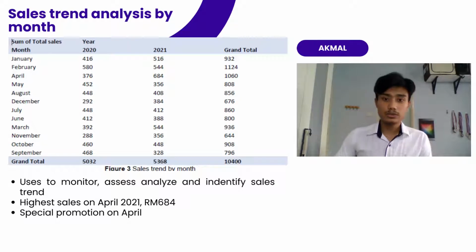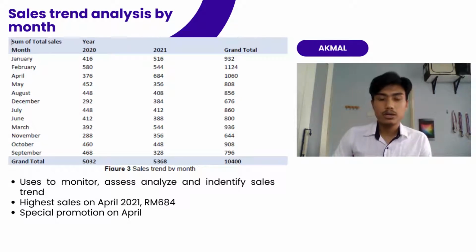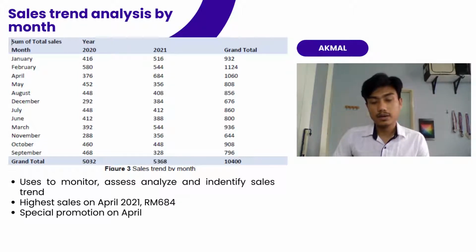Okay, we continue. This is our sales trend analysis by month, which we use to monitor, assess, analyze, and identify our sales trend. If we look at the table above, we can see that the highest sales is in April 2021, which amounted to 684 ringgit Malaysia. Why did this happen? This happened because we ran a special promotion during that time, in April 2021.